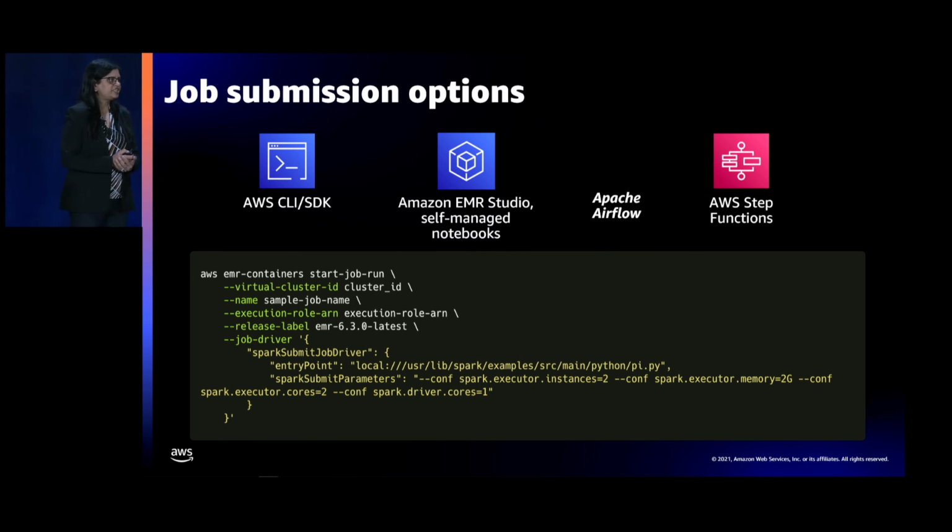When it comes to submitting jobs to an EMR cluster or EMR on EKS, you have multiple options. You can do it using CLI or SDK. You can connect to an EMR on EKS cluster from your studio, self-managed notebooks. You can use Apache Airflow, and you can also use Step Functions. So the example at the bottom shows how you can run a CLI command in order to start your job on an EKS cluster.